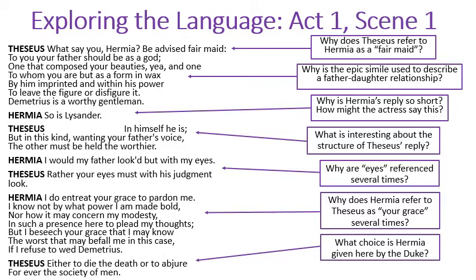Why does Hermia refer to Theseus as your grace several times? Because she's showing respect, isn't she? Your grace is to address someone who is noble, who is higher up in the hierarchy. And the last question, what choice is Hermia given here by the Duke? So either, remember, to die a death, so either she dies, or abjure the company of men. So otherwise she will have to go and live in a nunnery where she's just with women and never be married.